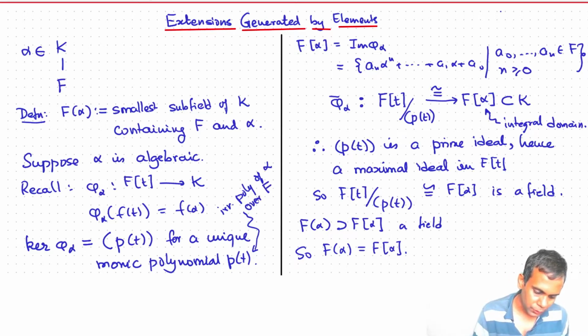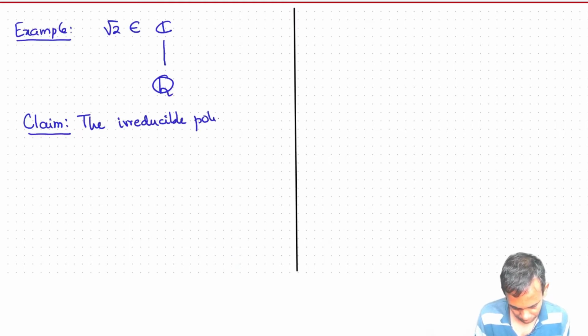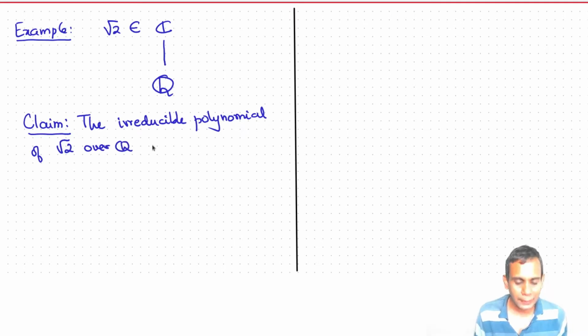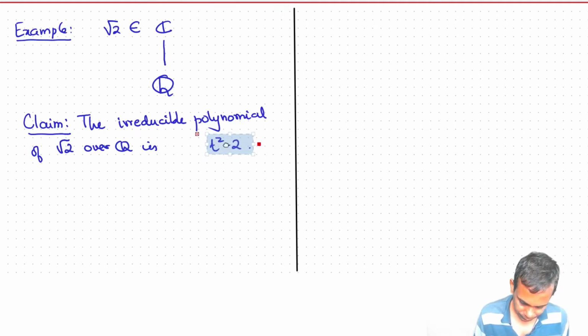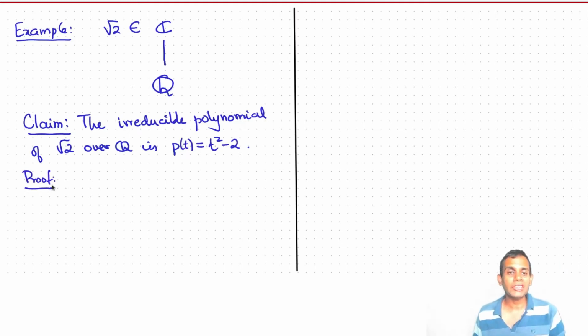So what is the irreducible polynomial of root 2 over Q? Well, you can guess it is actually the polynomial t squared minus 2. Let's call this p(t). Well, how do I prove it? I need to show that if any polynomial with rational coefficients vanishes at square root of 2, then it is in fact in the ideal generated by t squared minus 2.